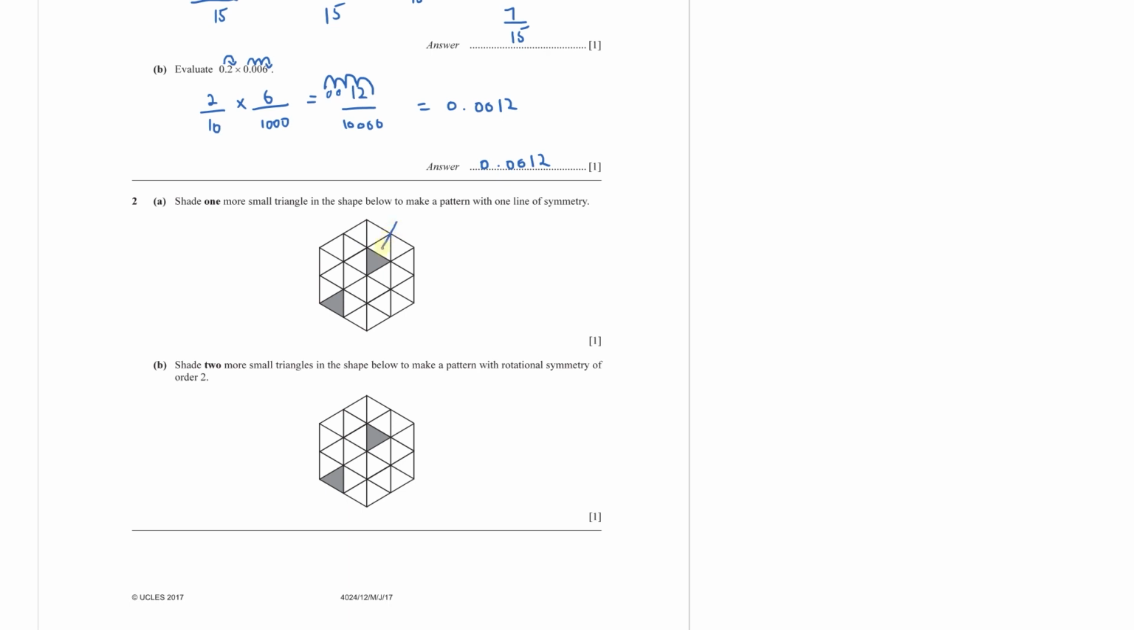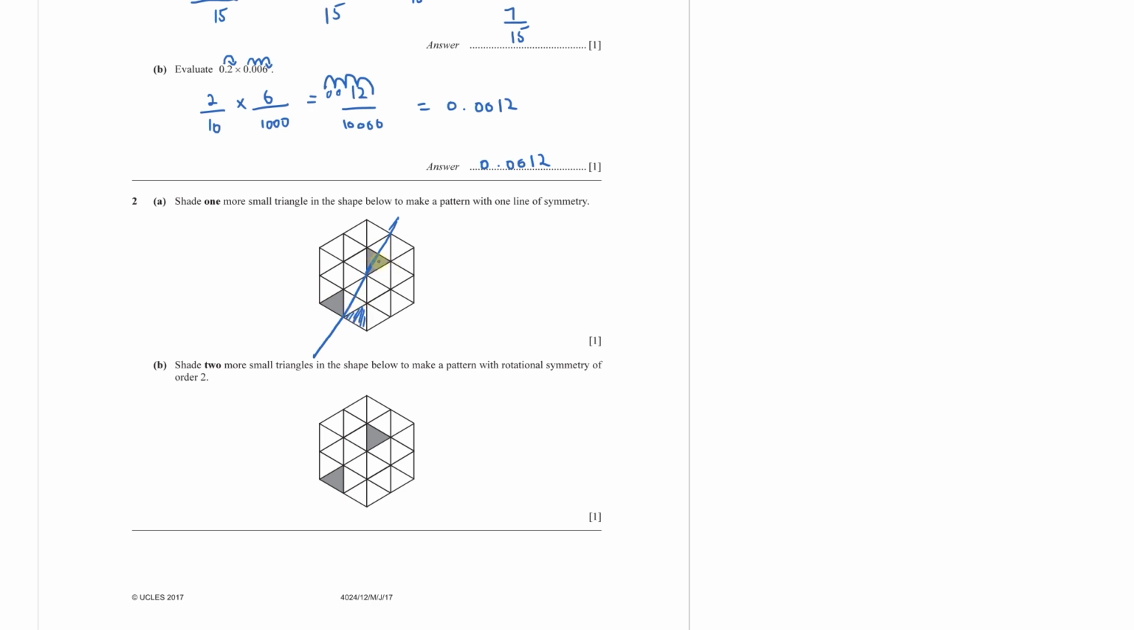A straight line through the center and through here. So now if you look at this line here, it splits this triangle in half. So I don't have to worry about this half, because if this half is shaded on this side of the line of symmetry, I have this half that is also shaded. So I have a mirror image on both sides. But for this triangle, I need to shade this triangle so that I have a mirror image.